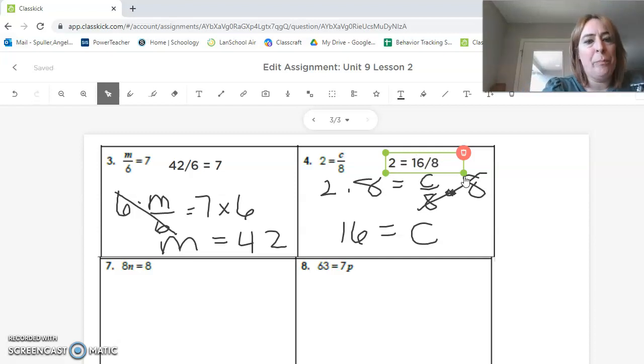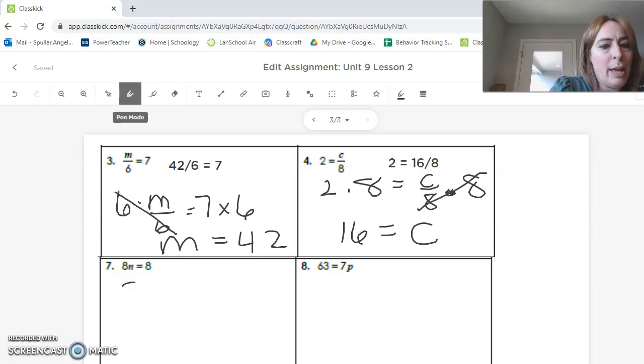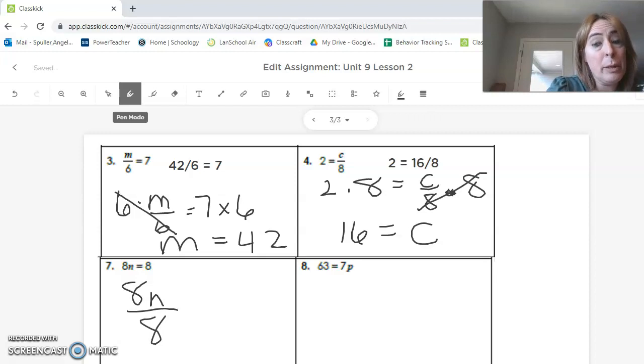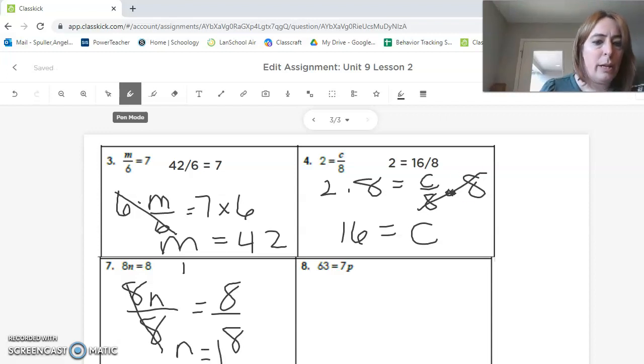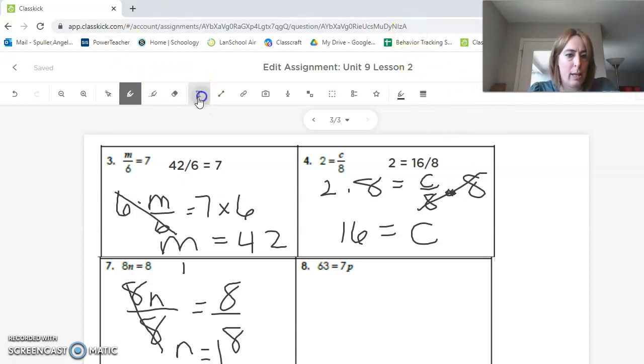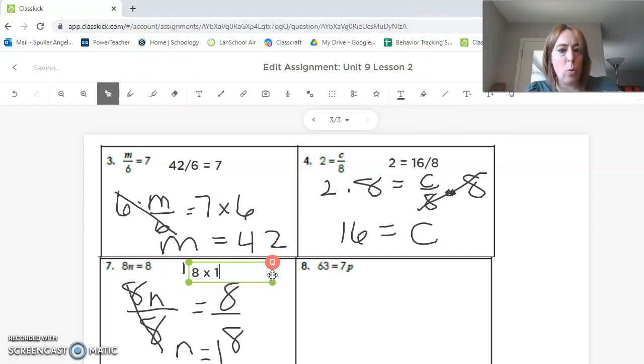Very good. All right, so here we have 8n divided by 8, because remember, it means multiplication when it's right next to that variable, equals 8. And we have to divide this by 8. This gets rid of this, so n equals, well, 8 divided by 8 is 1. So you should have proved it by saying 8 times 1 equals 8.